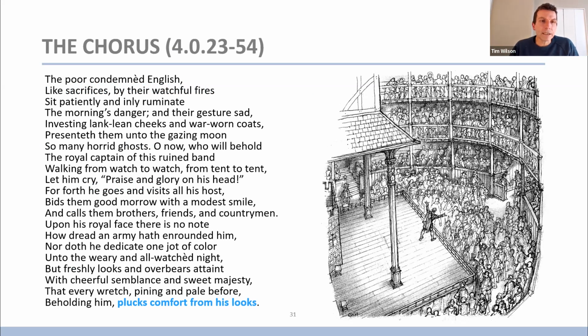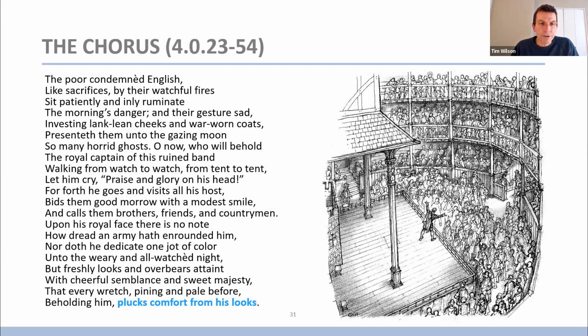The poor condemned English, like sacrifices by their watchful fires, sit patiently and inly ruminate the morning's danger. And their gesture sad, investing lank lean cheeks and war-worn coats, presenteth them unto the gazing moon so many horrid ghosts. Oh, now, who will behold the royal captain of this ruined band, walking from watch to watch, from tent to tent? Let him cry, praise and glory on his head, for forth he goes and visits all his host, bids them good morrow, and with a modest smile, and calls them brothers, friends, and countrymen.